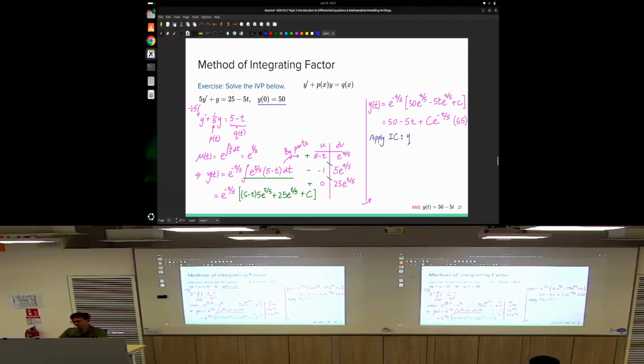So you're going to get y at t equals 0 is 50 plus 0 plus c times 1, because c e to the power 0. And therefore this is equivalent to 50. But this means c equals 0. So hence you have your particular solution. So y of t is just 50 minus 5t. So you can see integration by parts is required. Do you have any questions?